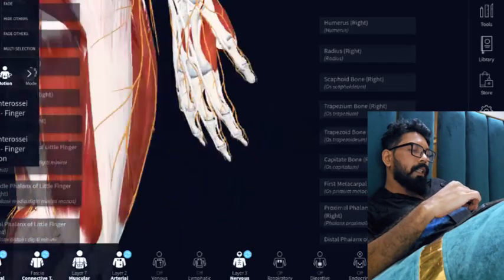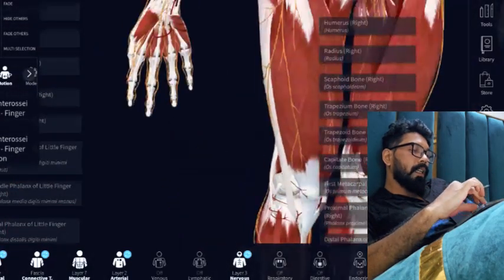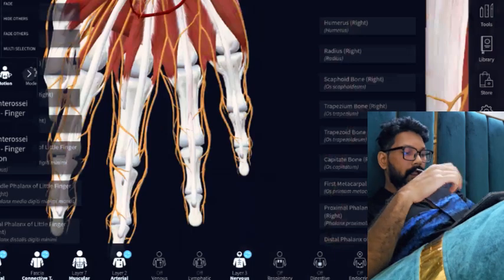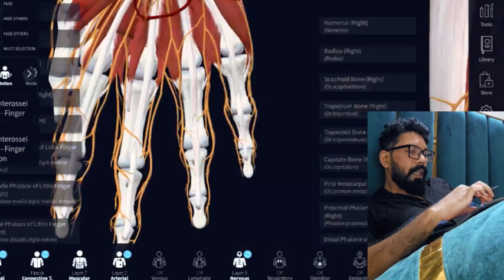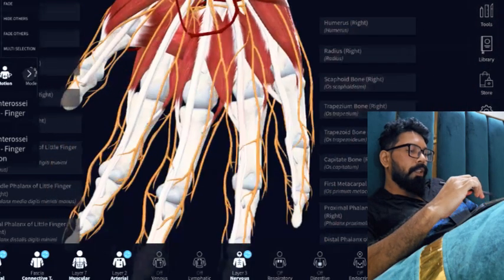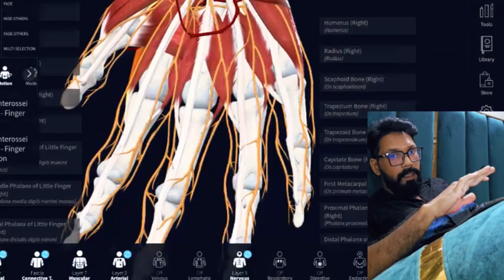Other functions you don't need, just the ones I tell you, because there are a lot of things. You are not going to be an anatomy specialist. You are going to be a surgeon. So you need to know only the surgically important ones.